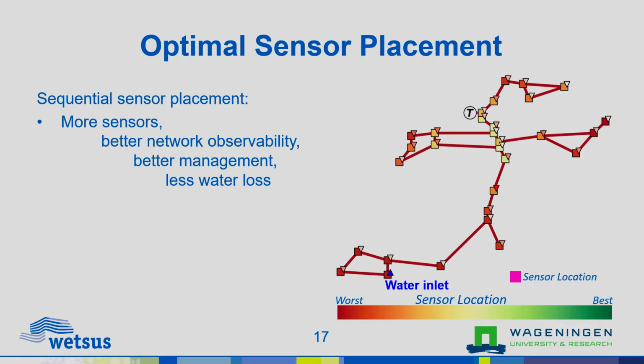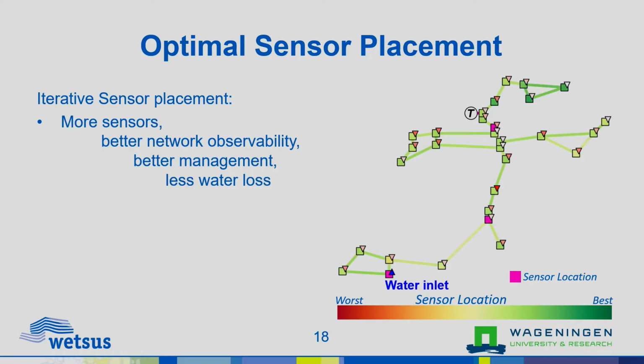We see a network here with a blue water inlet, and I will add pink sensor locations to the network until we have a very observable network where we know everything that's happening. And that will look something like this. So we can iteratively, sequentially place sensors in this network, and you will see that it will become more green. So we'll have more information about what's happening.